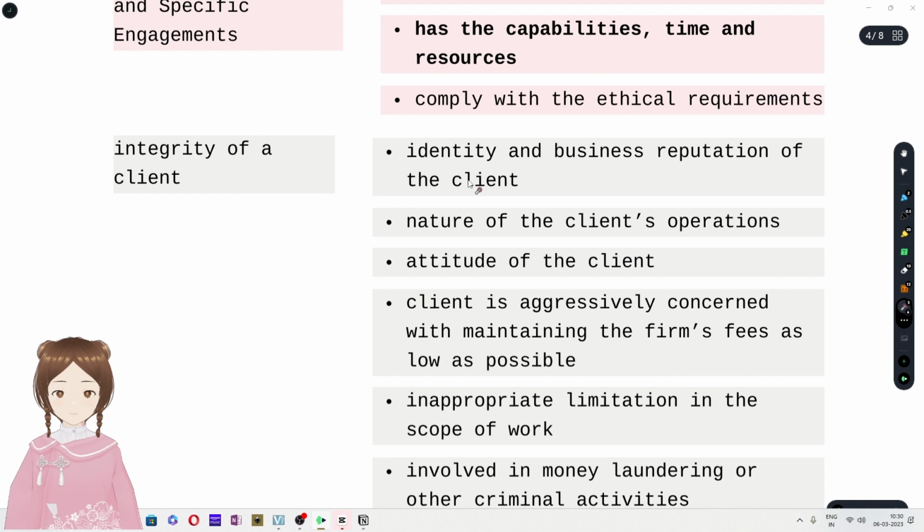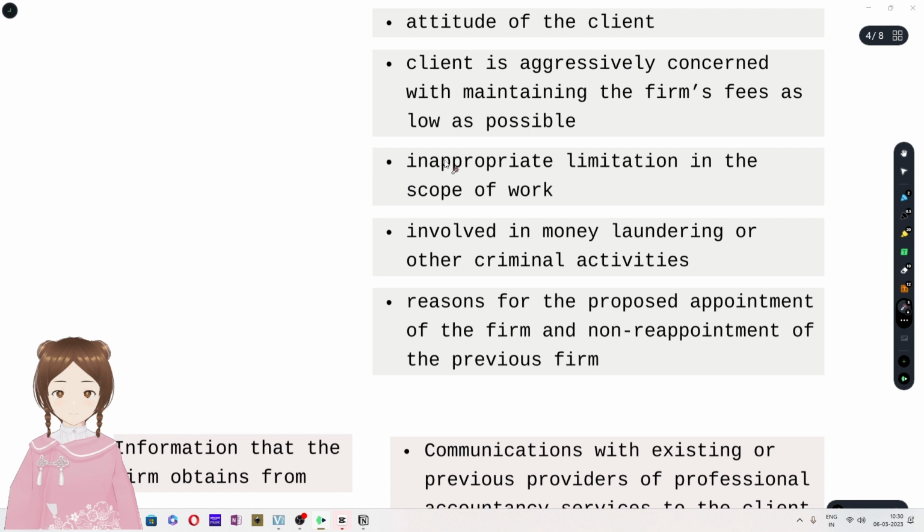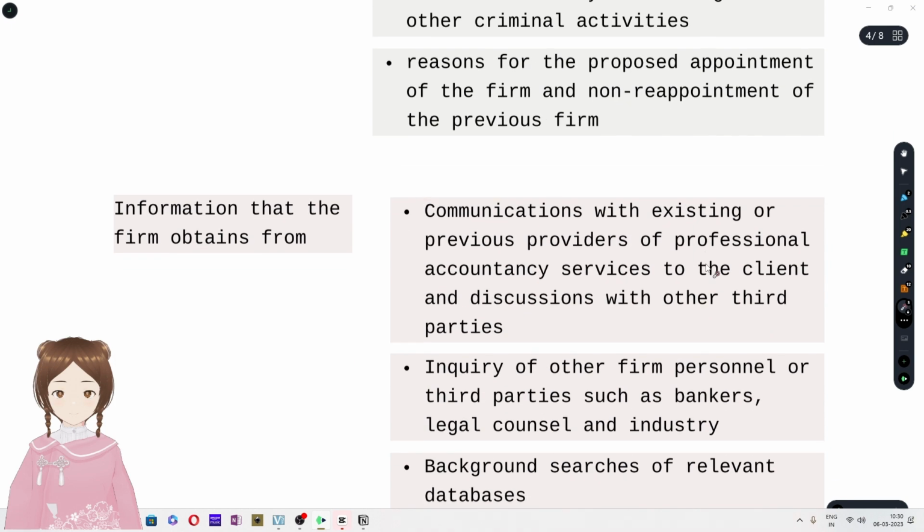So you could write it from here. Whenever there's a question on integrity of the management or client, you could write it from here, or you could write it from the SA 200 series, that is, what the prerequisites are in order to accept any kind of engagement. Mostly the same points, just one or two extra. You have to see the business reputation, the client's operations and attitude, why they aggressively wanted to keep the fee low, restriction on scope, money laundering activities, and any reasons for not reappointing the previous firm, and the information that the audit firm obtains from various sources.